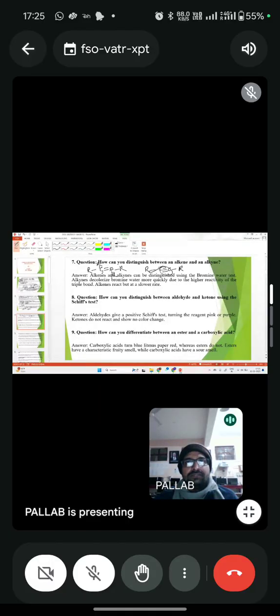So here we also use bromine water to distinguish between alkene and alkyne. What does bromine water do? Bromine water reacts more frequently with alkyne and not with alkene. That means the order of reactivity of bromine water with alkyne will be much greater than that of alkene.